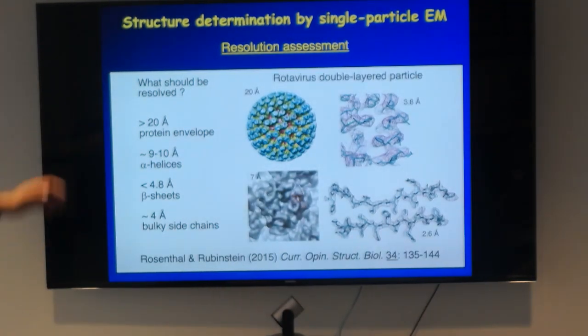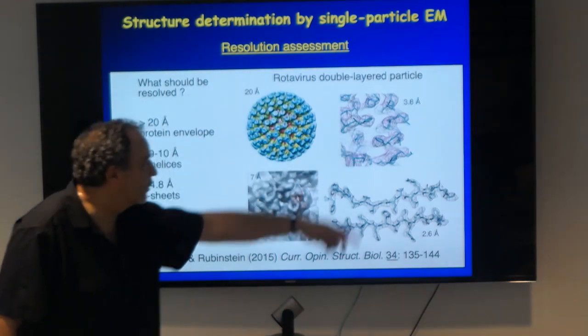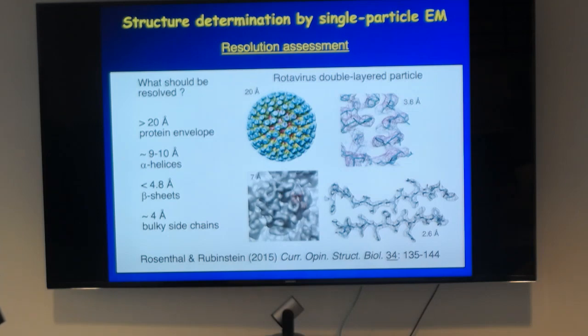At 20 angstrom, you get the individual subunits of the virus. At 7 angstrom, you start to see the alpha helices. Around 3 angstroms, you start to see the aromatic residues. And then at 2.6 angstrom, you see everything. So that's important. If you want to publish a map, make sure that you see what you actually claim that you can see.